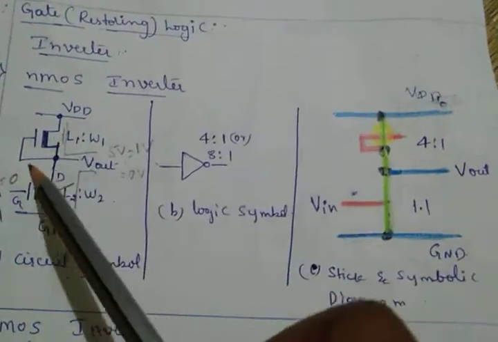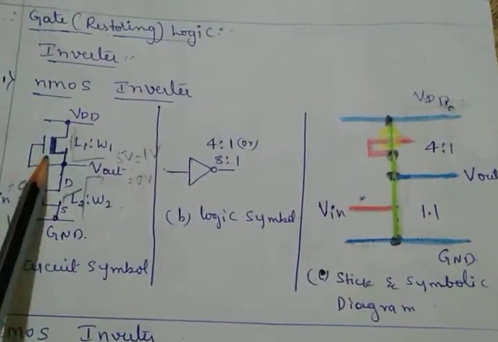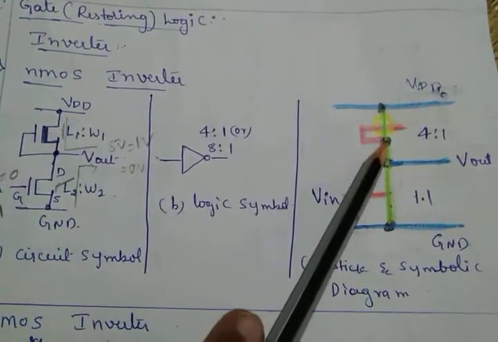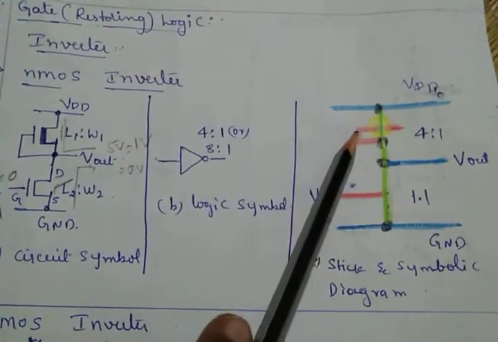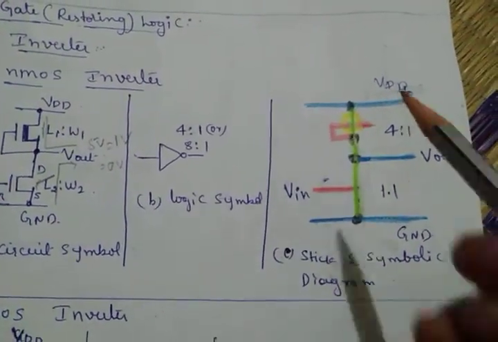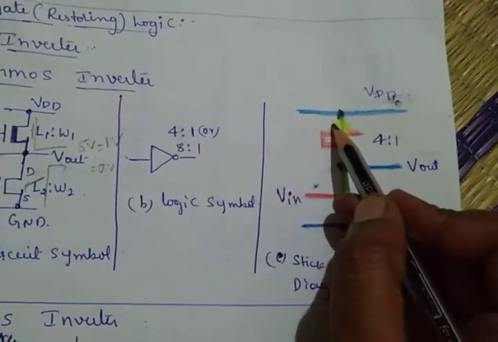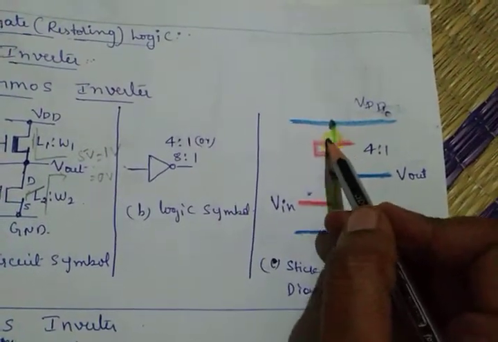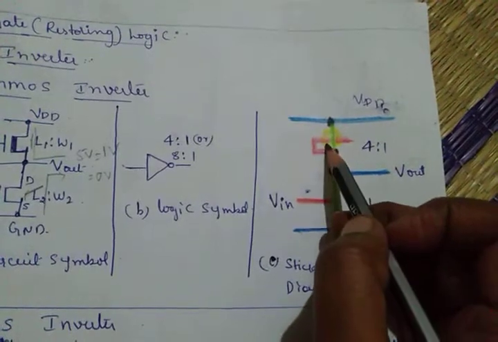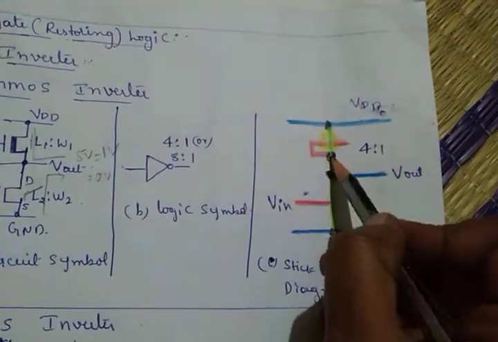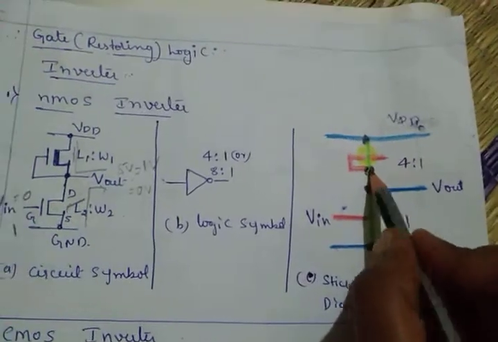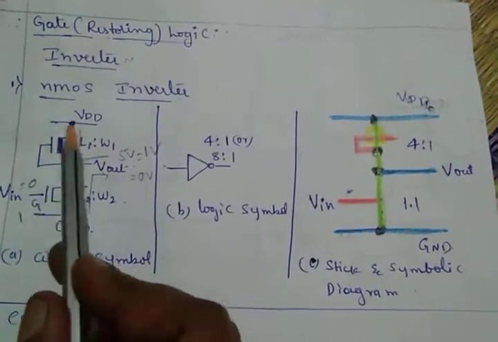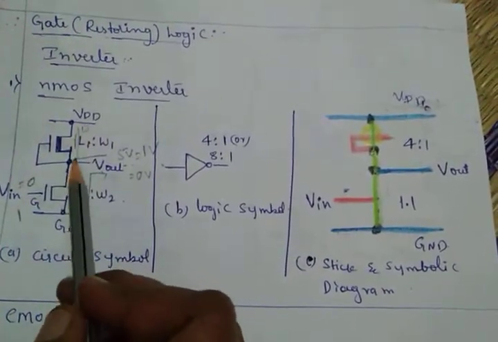In that we have to draw this one. What is that? Polysilicon. Make it polysilicon in red color, and then here you have to draw the yellow box. This yellow box indicates the depletion implant. You have to draw it here, and these are the contacts. This is the gate, and this is the drain, and this is the source.